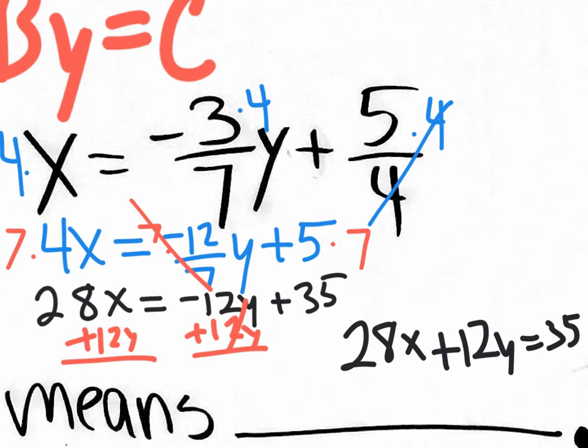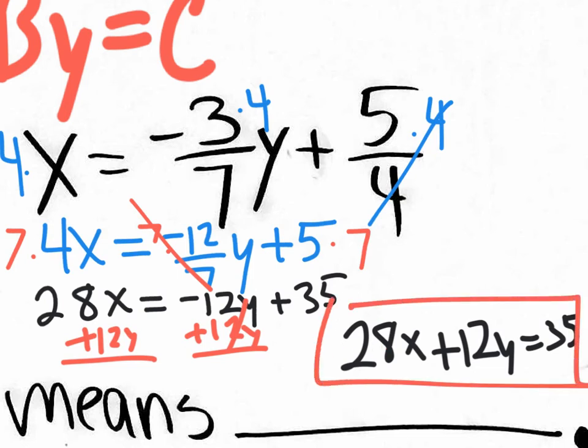Now, could I divide all three numbers by a certain number? Could I divide all three terms by 2? No. Could I divide all three terms by 3? No, so I'm good. Is there any fractions? No, I'm good. Is there a negative on the A value? No. So this is it. That's your standard form equation. We're done. Moving on.